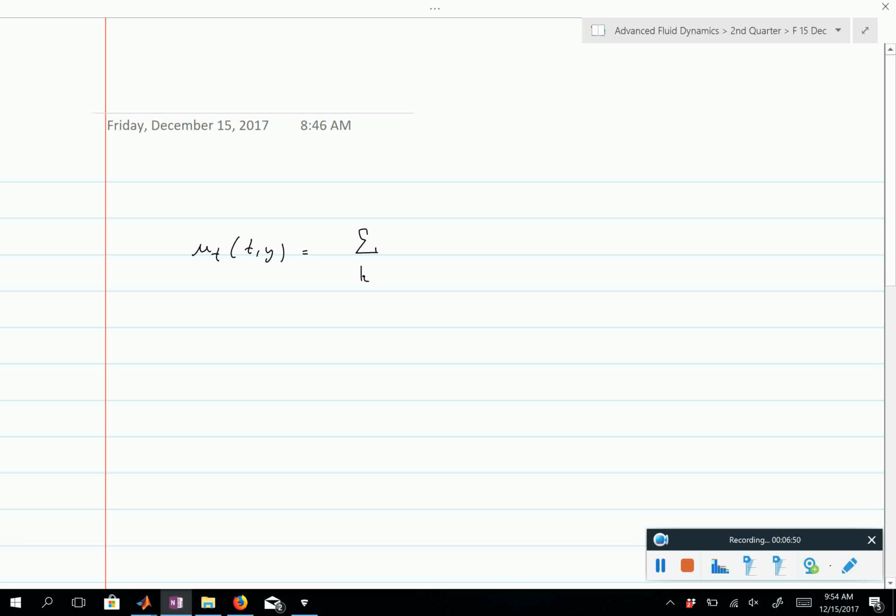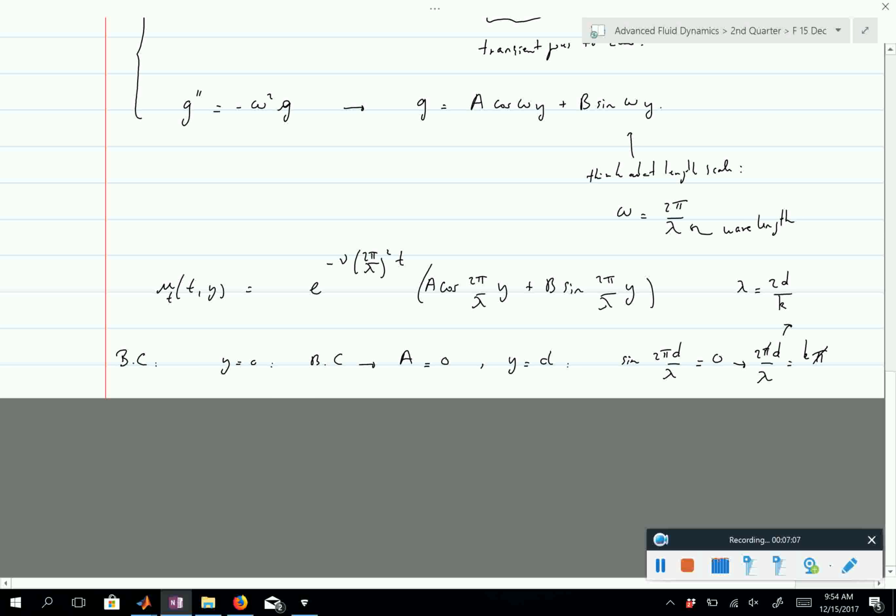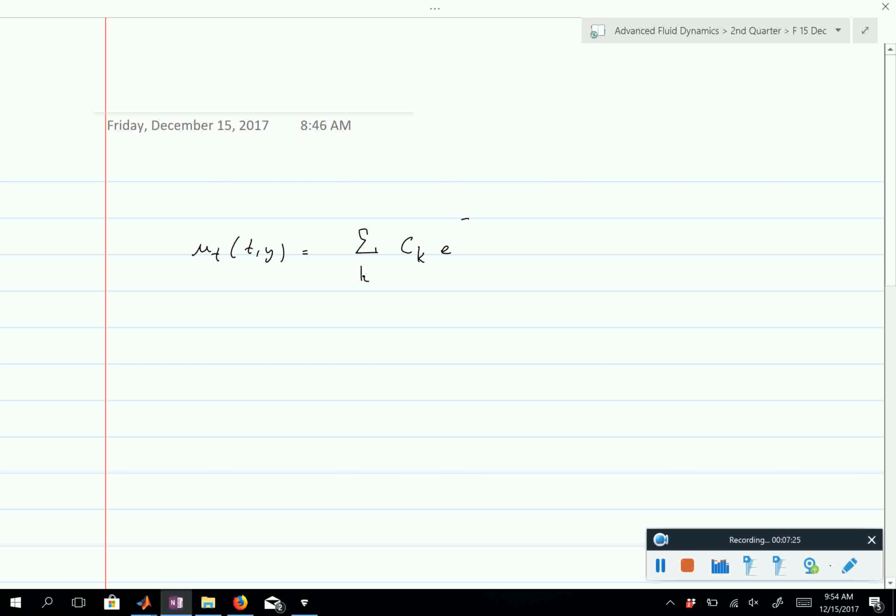I'm not going to do that. Times a constant, let me call them ck's, exponentials minus omega squared. So this is where it becomes tricky because I need to go back to my notes here. So I'm going to have a minus mu, and 2 pi divided by lambda is going to be k divided by d. K divided by d squared. Okay, so minus mu k divided by d squared times t, right?